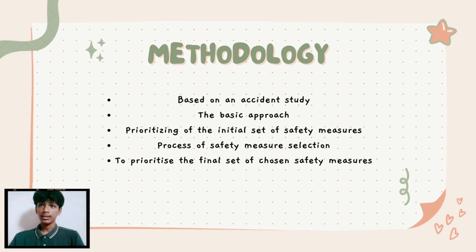Okay, based on an accident study, the methodological approach for the selection and prioritizing of the initial set of safety measures is presented and addressed. The basic approach is introduced first, followed by the method, which includes the scenario definition, the use of accident statistics as a starting point, the production of safety measures, and the process of safety measure selection. Finally, a brief overview of the AHP multi-criteria analysis method, which was used to produce the final set of the chosen safety measures, is provided.